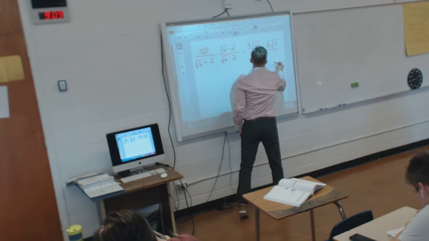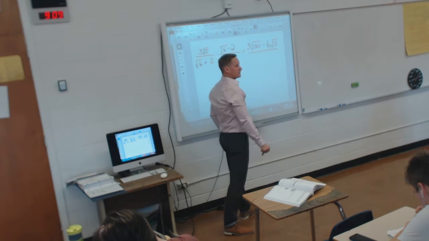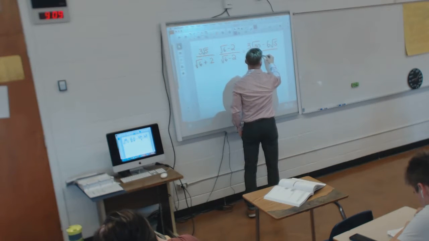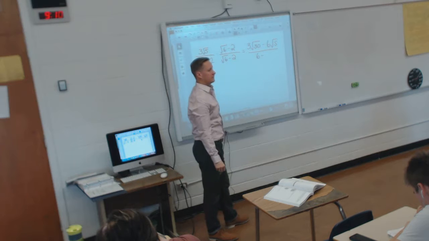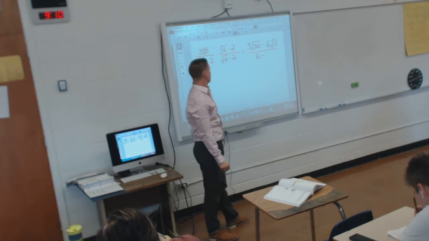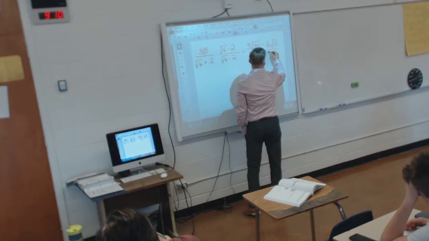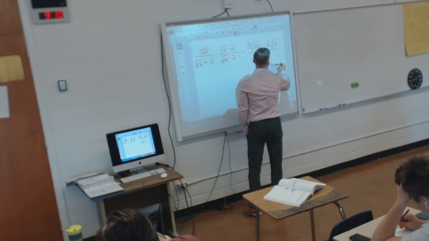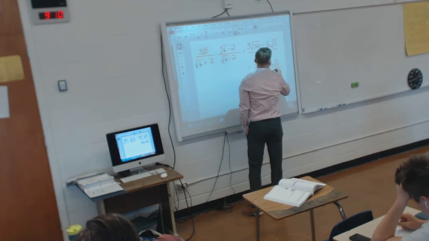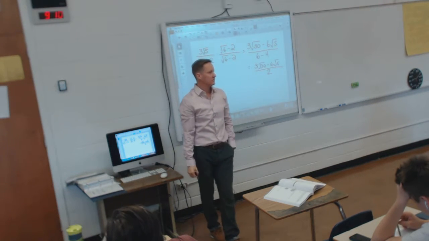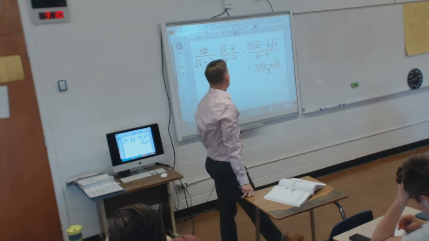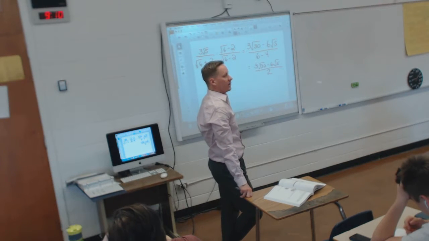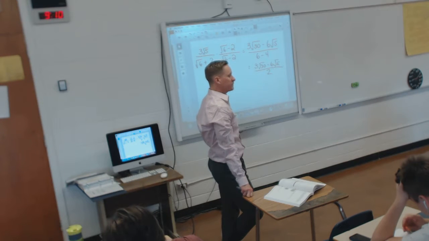Okay, and then on the bottom, what am I left with? Root 6 squared, which is? Square root of 36, which is 6, right? And then subtract 4. 3 root 30 minus 6 root 5 over 2. So the first thing that you have to do is you have to be able to multiply by the additive inverse. You have to identify it and multiply by it. Then the second thing you have to do is multiply correctly.